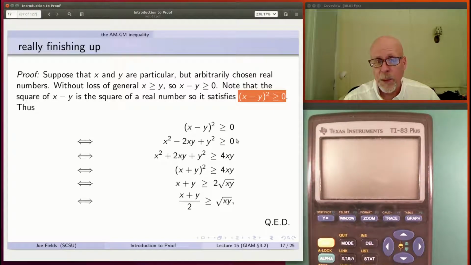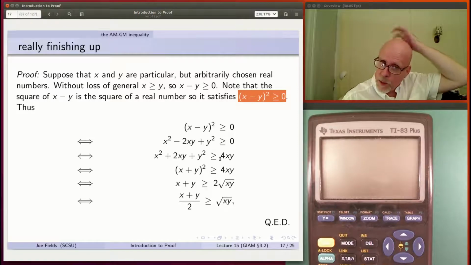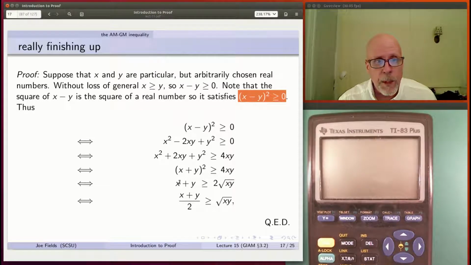Anyway, what has happened to go from the second row to the third row of this collection of equivalences? We've added 4xy to both sides. That's valid. If you have an inequality, you can add the same thing to both sides of it. What happened next is I noticed that this was the expanded form of x plus y squared, so I just did that algebra. And then I took a square root.